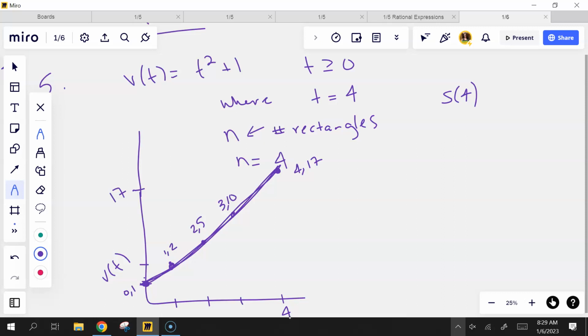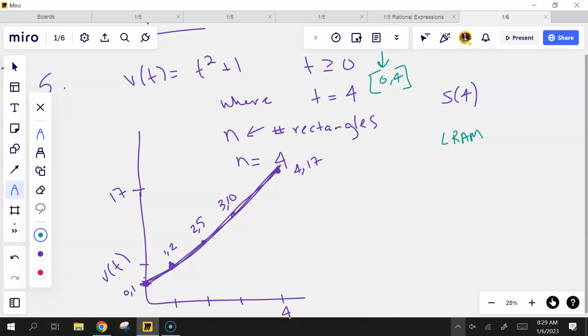Everybody okay? All right. So let's look first at left RAM. So I'm going to start on the very first endpoint, which remember here I'm going from 0 to 4, right? That's my domain here. So I'm going to start at 0. Now, first of all, it told me 4 rectangles of equal width. So what's the width of each rectangle going to be if I'm going from 0 to 4 with 4 rectangles? 1. Each one's a width of 1. Do we all agree with that?